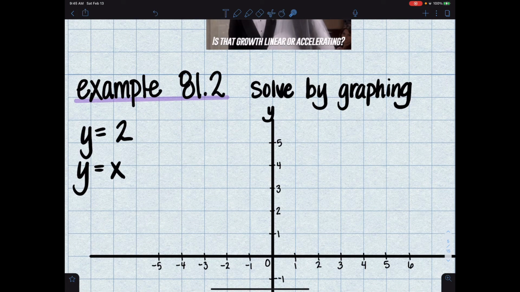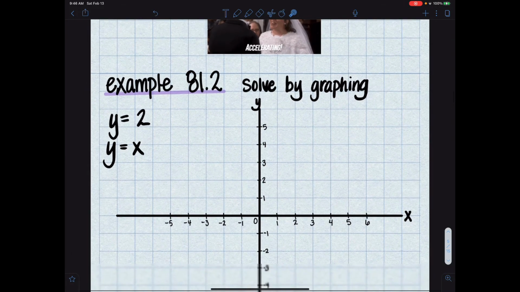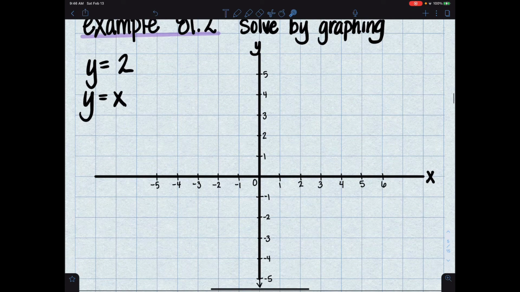All right, so let's do example 81.2. And it says solve by graphing. And these are the two equations. y equals 2 and y equals x. Now don't be confused by y equals x. I mean, they're just two different lines. So here's the plot where we're going to do it.